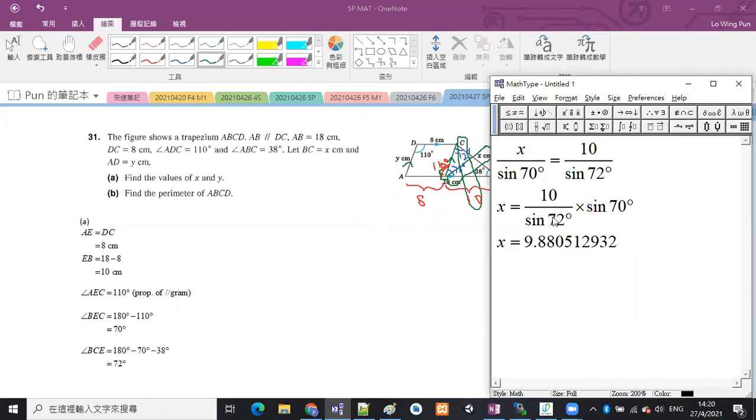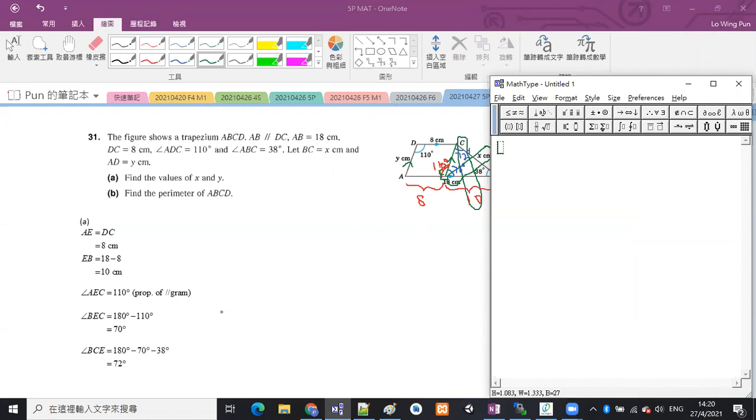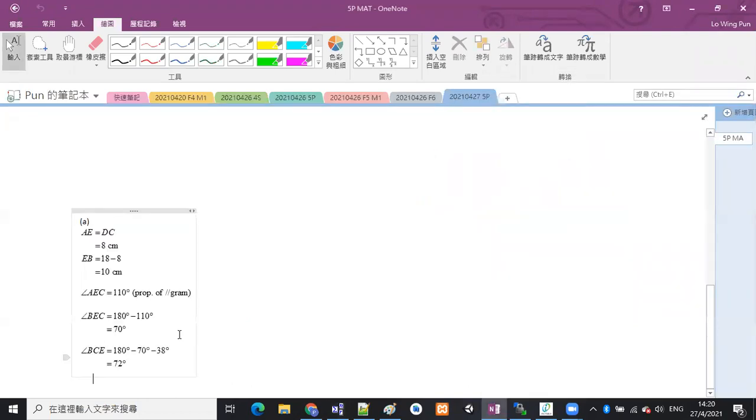Please do not write cm for x, because the cm is already written out. Okay, the x cm is the length of BC. So x itself does not have a unit. And please do not write a unit for x, and do not write a unit for y also. Is it clear?